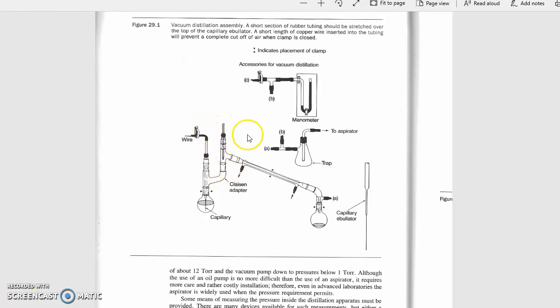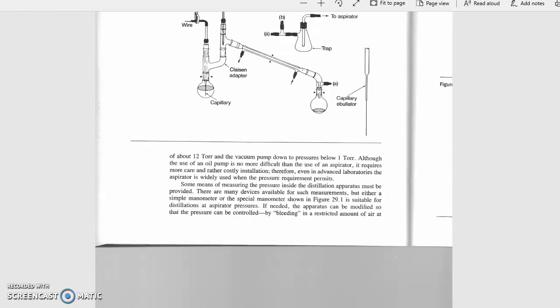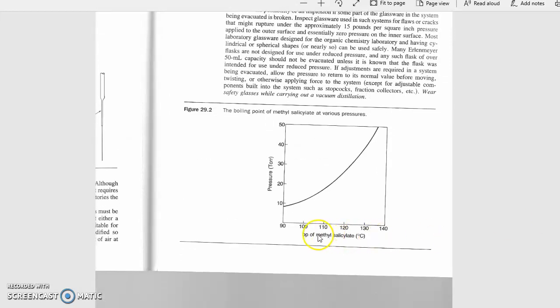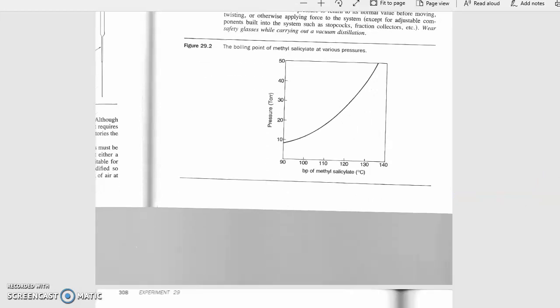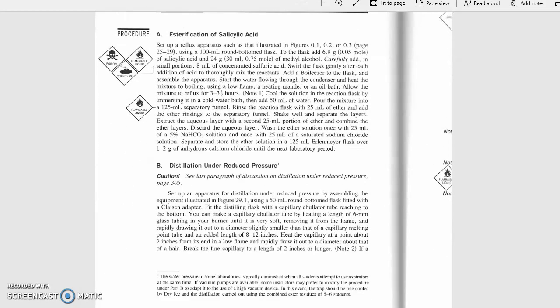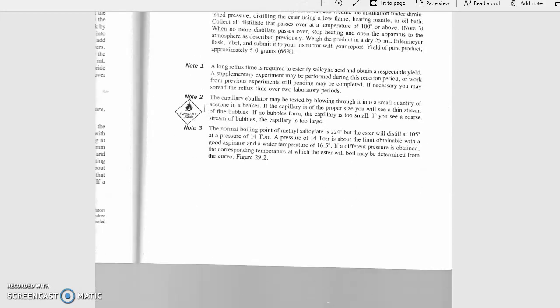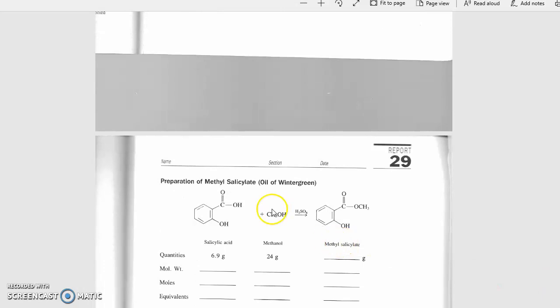Your temperature is recorded at this particular portion right here, and you have this accessory for vacuum distillation to ensure that you are able to get that reduced pressure, so you lower that temperature of boiling. And this talks about all of that and the boiling point of methyl salicylate. Okay, and methyl salicylate is another name for oil of wintergreen. So here you are doing another esterification of salicylic acid. What you're doing is you're replacing it up here.